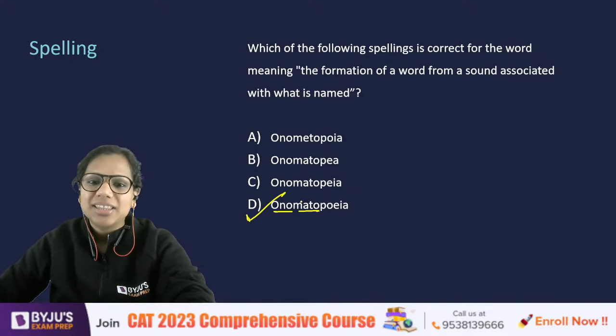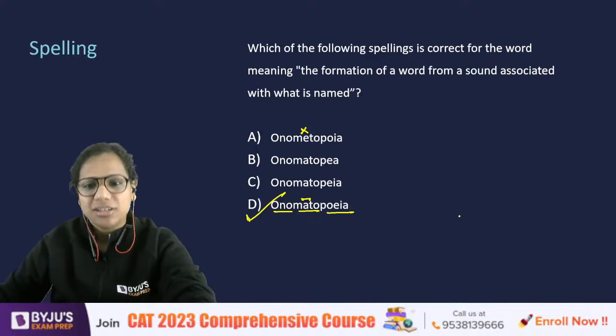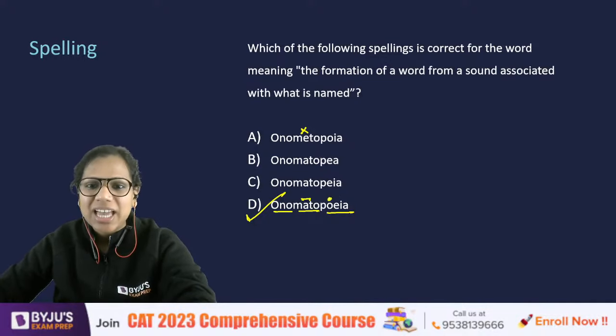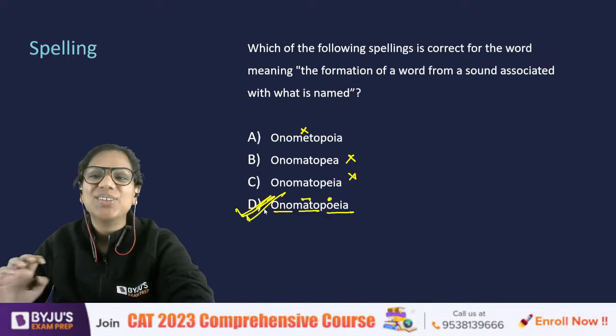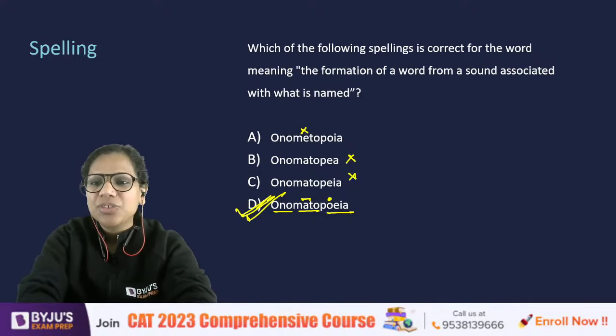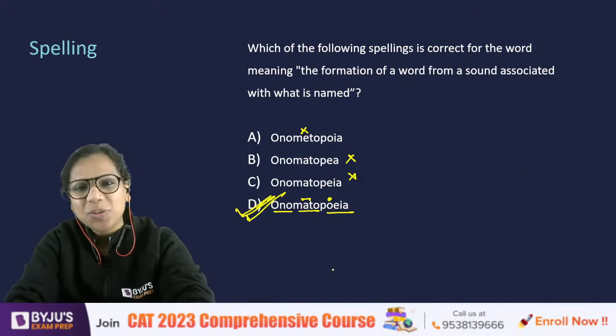Ono, this is A, not E. Okay, onomatopoeia. The spelling is poeia, but we pronounce it as onomatopeea, right? But the spelling has an O. So these don't have an O. This was incorrect right here, and it does not even have an E here. So D is the only correct spelling. The buzz of a bee is an onomatopoeic word. The hiss of a snake is an onomatopoeic word.